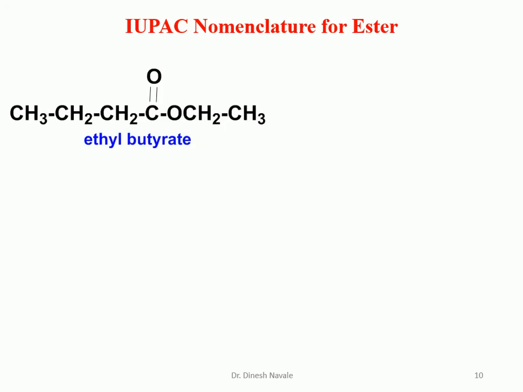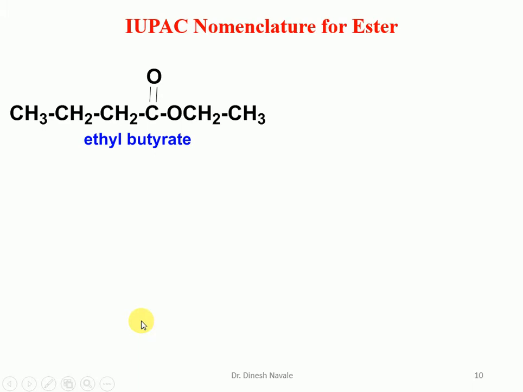So for this molecule, we again have an alkyl group; 2 carbon atoms are there, so it is the ethyl. And a 1, 2, 3, 4 carbon atom acid is there, so it is a butanoic acid. So we are going to mention it as butanoate, or butyrate. So it is ethyl butyrate.